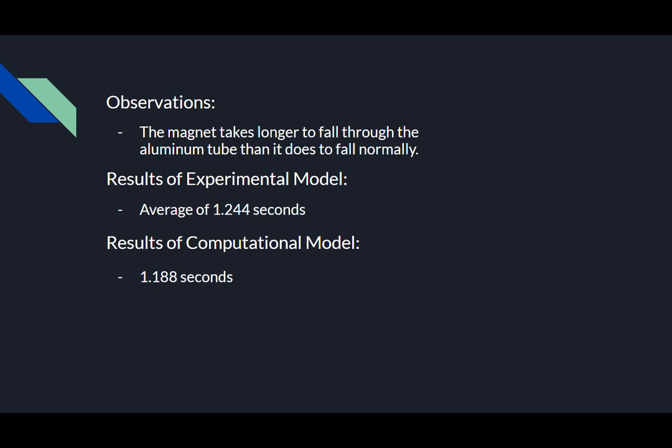Observations. Upon initial testing, the magnet takes longer to fall through the aluminum tube than it does to fall normally. This implies the aluminum tube is creating some kind of interference with the force of gravity. The results of the experiment are that it took an average of 1.244 seconds to fall through the aluminum tube, and according to the computational model, it should take 1.188 seconds to fall through the tube.